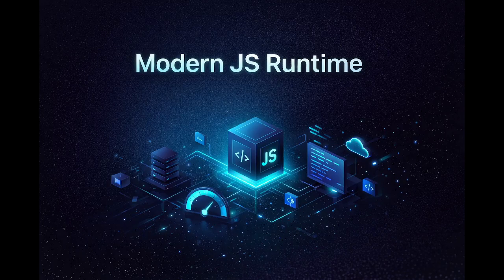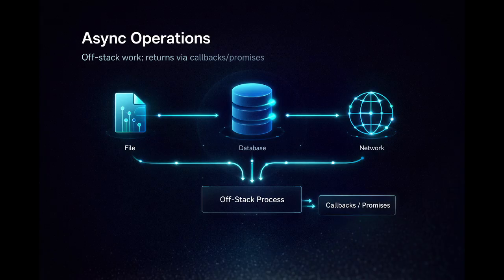Node.js is called a modern JavaScript runtime because it provides an environment to execute JavaScript efficiently on servers. It gives JavaScript access to system resources, networking, and file systems, which makes it suitable for backend development. Asynchronous operations are the foundation of Node.js. Tasks like reading files, calling databases, or making network requests do not block the program. Instead, Node.js starts the task and moves on, handling the result later when it is ready.